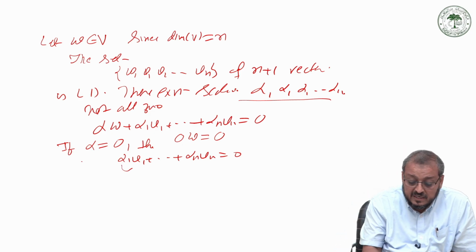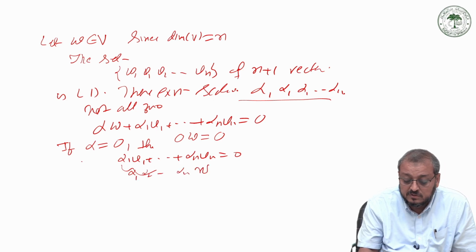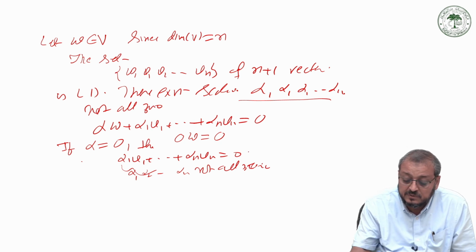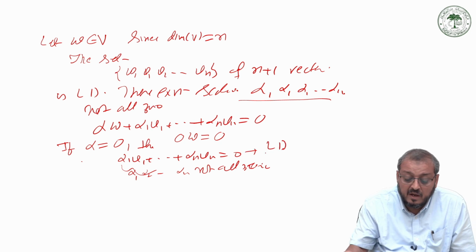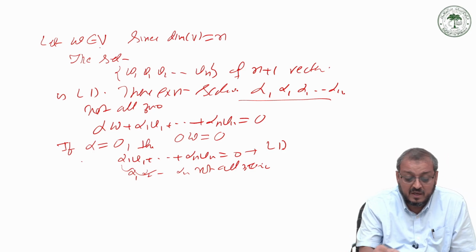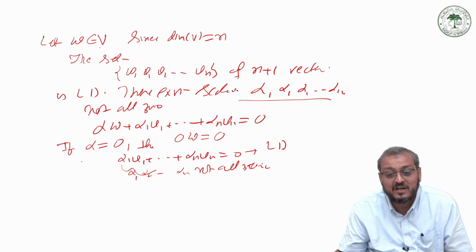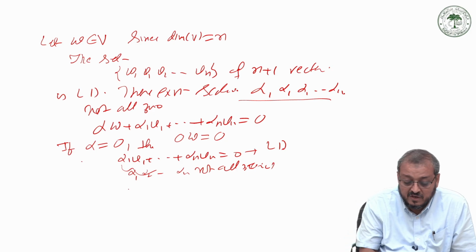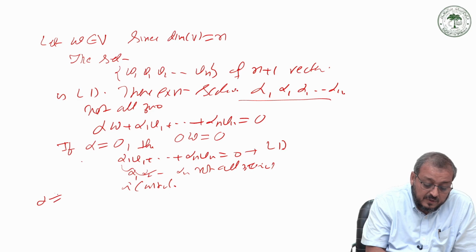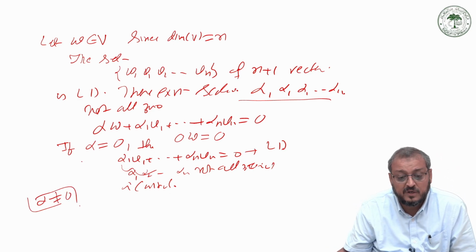If alpha 1, alpha 2 up to alpha n are not all 0, so at least one of them is not equal to 0, this means this set is linearly dependent. And if this set is linearly dependent, that contradicts the given that v1, v2, ..., vn are independent vectors. So we have a contradiction. So clearly alpha should not be equal to 0... so alpha is not possible, alpha should be 0.